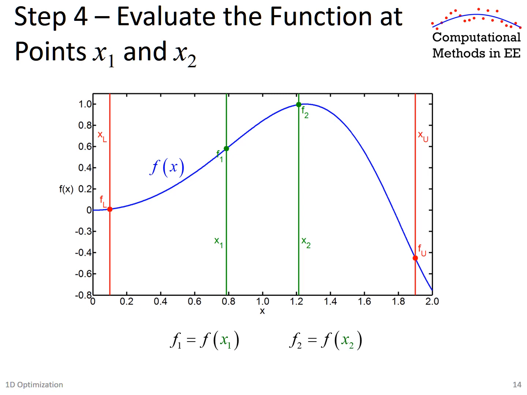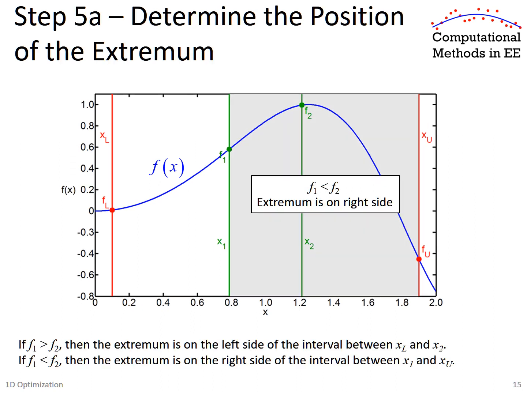Okay, so we've evaluated the function at these 4 points. Now we want to figure out which side of this limit the extrema is on. So let's think about how we identify that. Visually, we can see that it's to the right. But algorithmically, we just look at the values of f1 and f2. If f1 is bigger than f2, the extrema will be on the left. Now in this case, we have f2 bigger than f1, so the extrema is to the right.